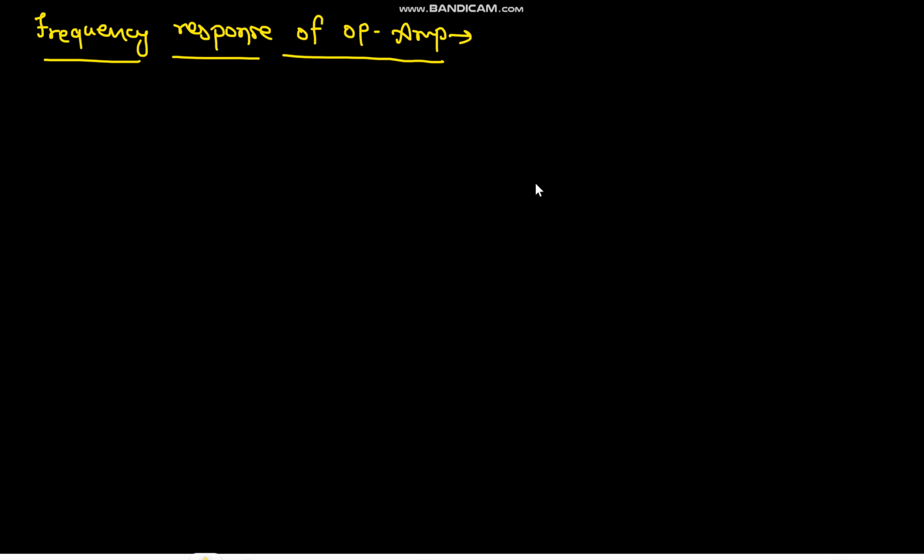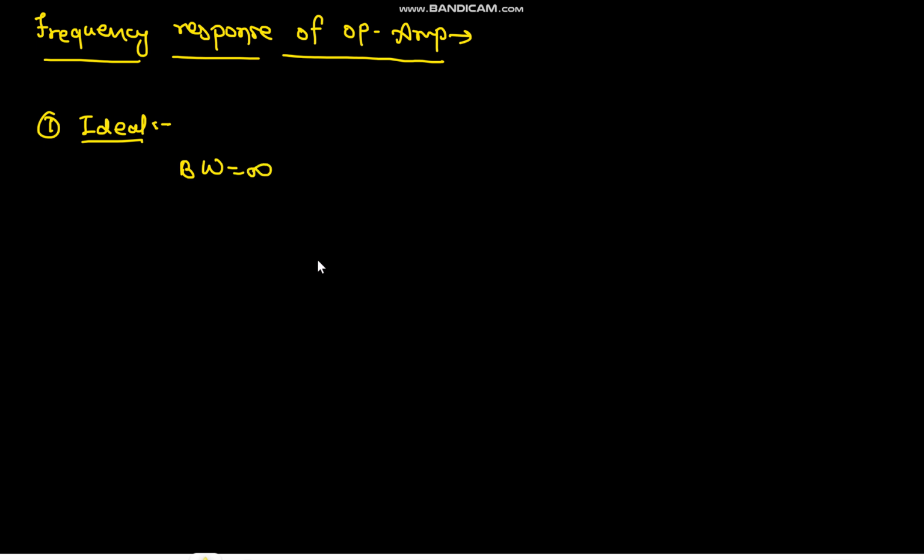Hello everyone. So today we will see the frequency response of op amp. It's an important topic, and many times interviewers also ask questions from this topic. For both the op amps, ideal and non-ideal, we will see the response. First we will see the ideal one. For the ideal one, we always say the bandwidth of an ideal op amp is infinity.